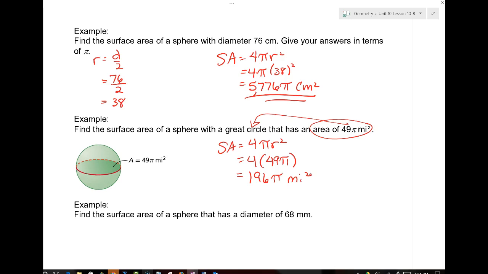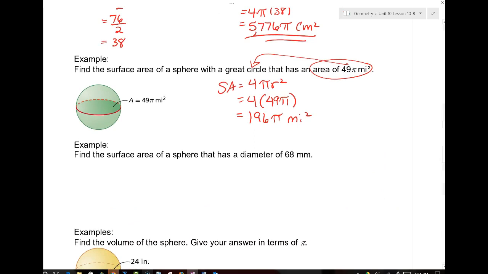You guys do the last one because everyone should ace this one. Go for it. Find the surface area of the sphere with a diameter of 68 millimeters. Who's got this calculated for me? It was 34 squared times 4. It should be pretty large. Joseph, what did you get? 4,624. What comes along? Pi.